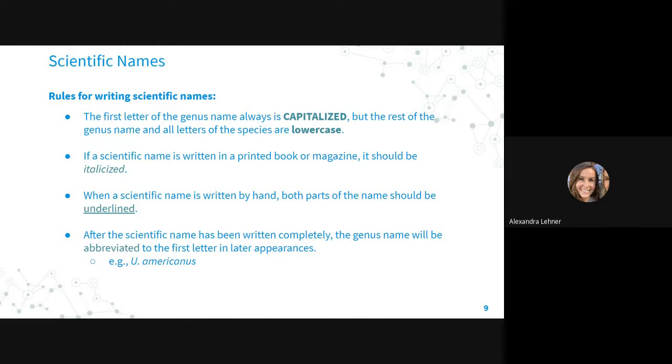But first, let's go over some rules for writing scientific names. The first letter of the genus name is always capitalized, but the rest of the genus name and all letters of the species are lowercase. If a scientific name is written in a printed book or magazine, it should be italicized. So that means if we are typing it, it should be italicized. When a scientific name is written by hand, both parts of the name should be underlined. After the scientific name has been written completely, the genus name will be abbreviated to the first letter as it appears.